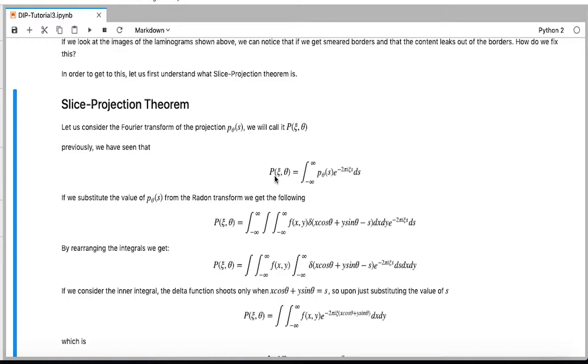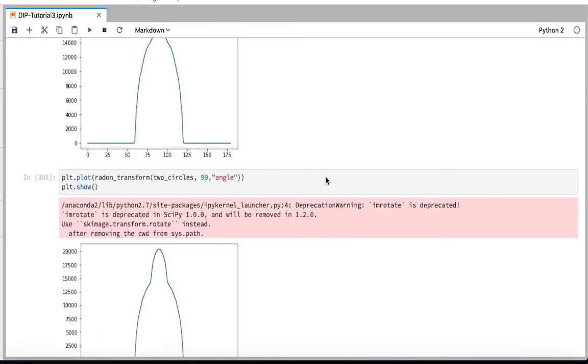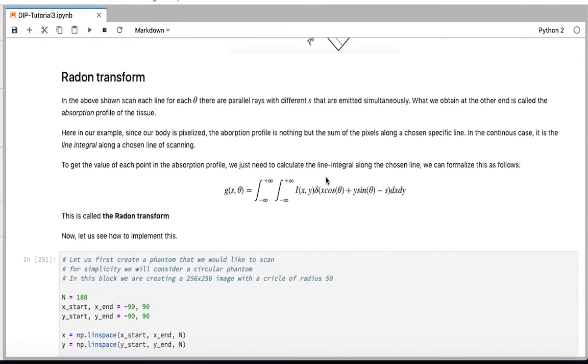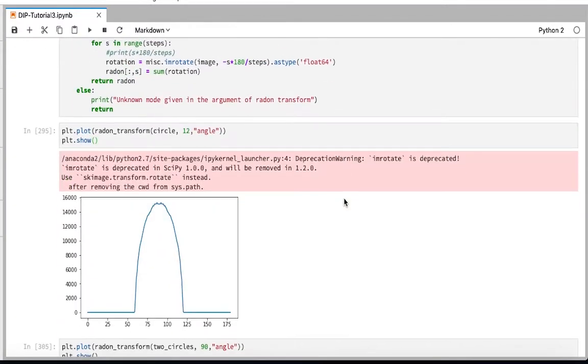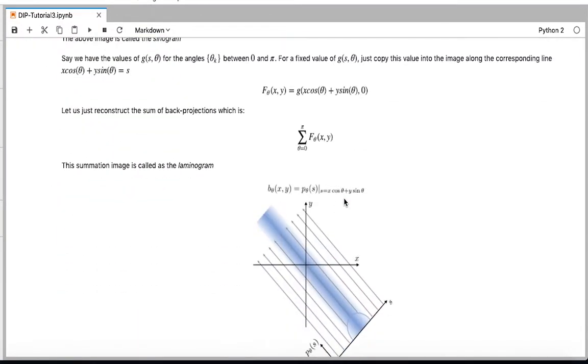If you consider the absorption profile at this point, we can represent its Fourier transform as P sigma theta, and now we can put back what we know about this P theta S, which is the absorption profile we understood from the top. If you recall, our absorption profile is nothing but the actual object multiplied by the delta function of the line at which we are scanning.